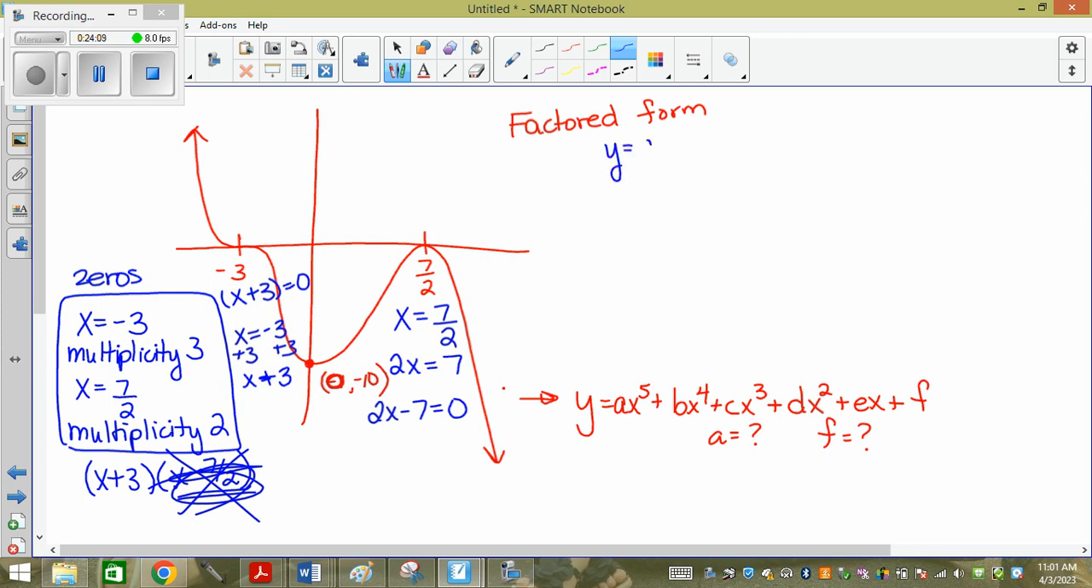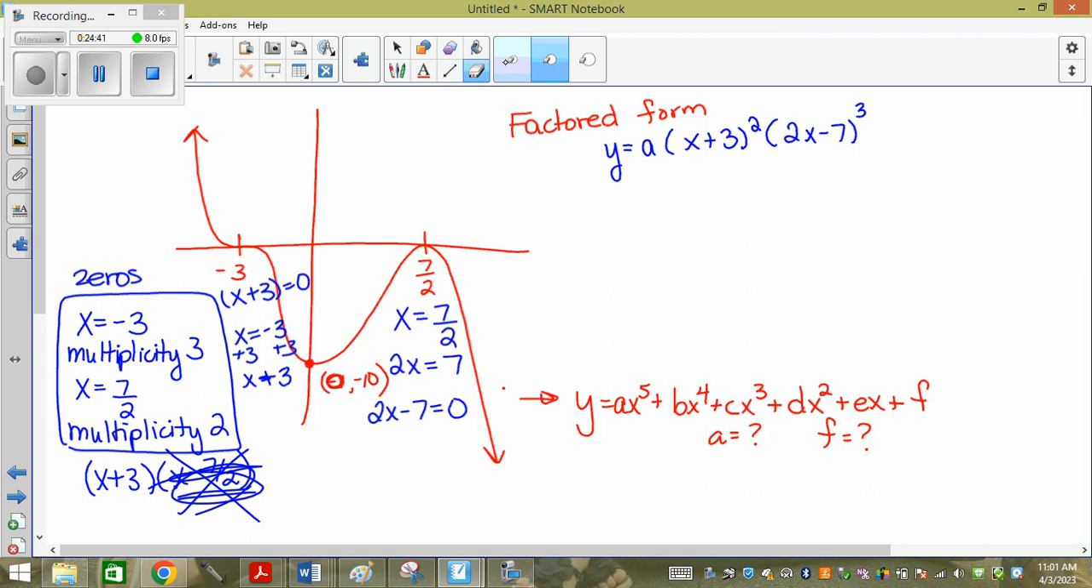y equals a(x plus 3) squared, and then (2x minus 7) cubed. This is also where the errors lie. If you're writing out roots, how do we know that there's more than one? You write multiplicity, correct? If you have factors, how do you know there's more than one? You square it or cube it. I get people mishmashing the two. Aren't they supposed to be switched? Yeah.